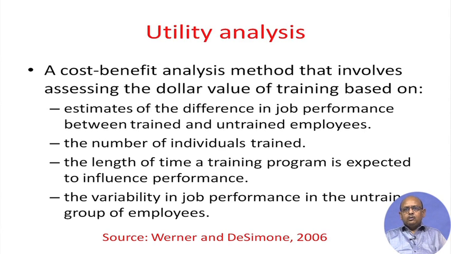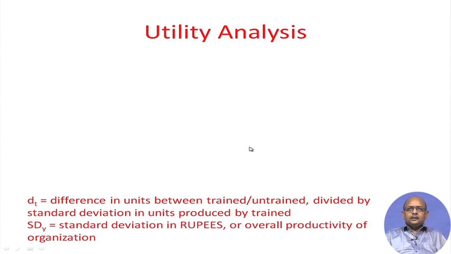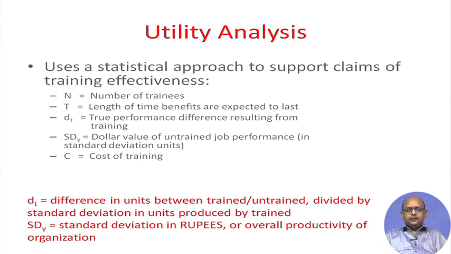The number of individuals who have been trained, the length of time a training period is expected to influence the program, the variability in performance in the untrained group of employees, and then look at the difference between that, and then you can say see how useful the training has been. So, this is used. Now, I am giving you a formula that is discussed in the literature, which says how we go about calculating this, right.